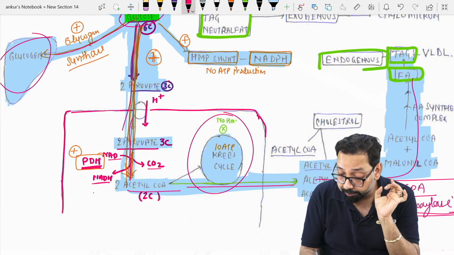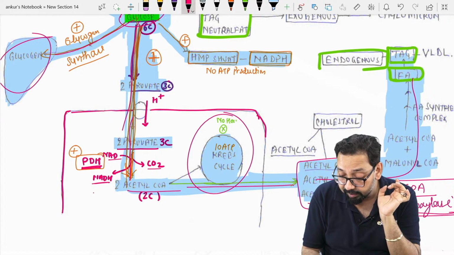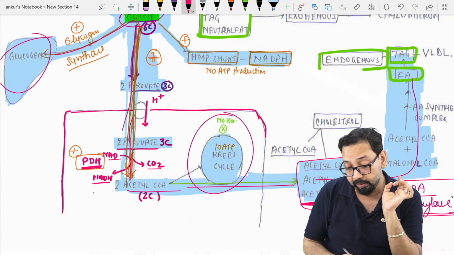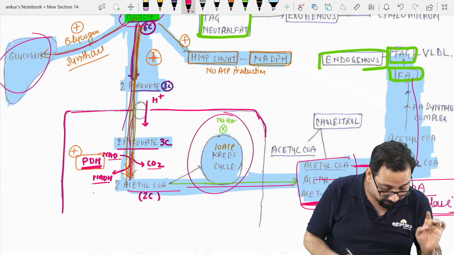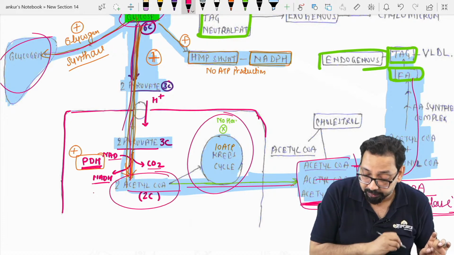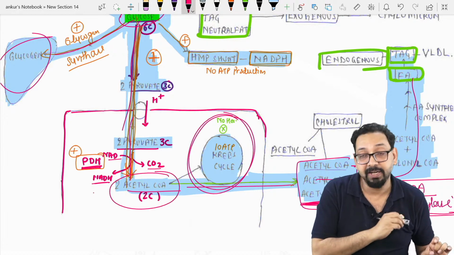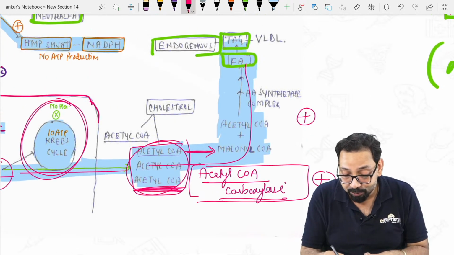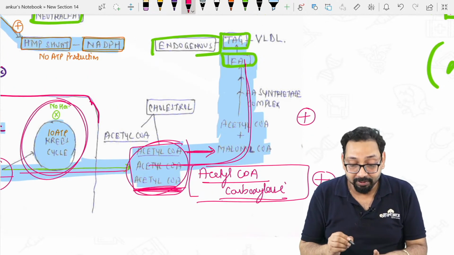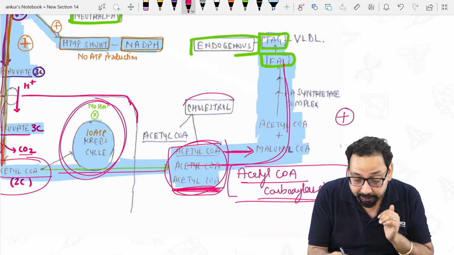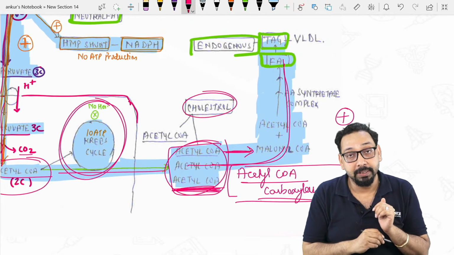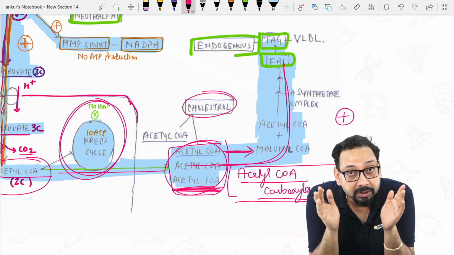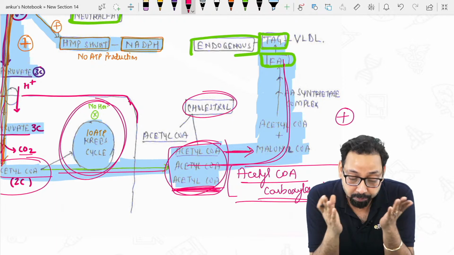So the starting point of fatty acid synthesis is acetyl coenzyme. So now you can say one function of acetyl coenzyme is energy production by Krebs cycle. One function of acetyl coenzyme is to produce fatty acid, and the third function of acetyl coenzyme is cholesterol. Yes, you must have an idea. Two acetyl coenzyme join to form cholesterol.